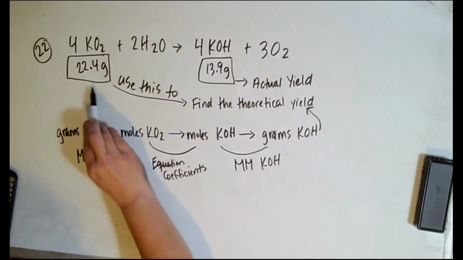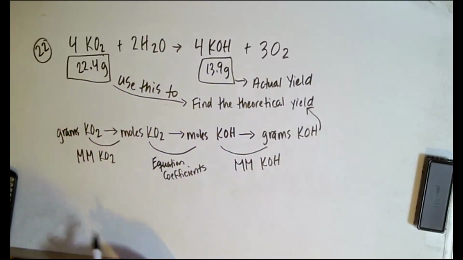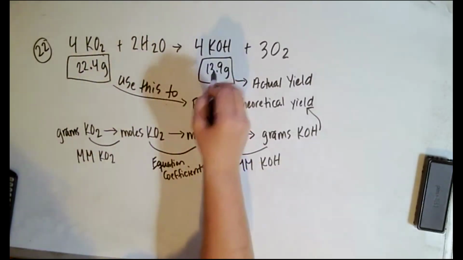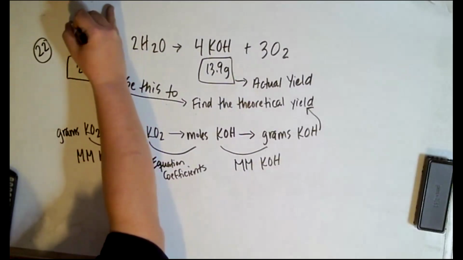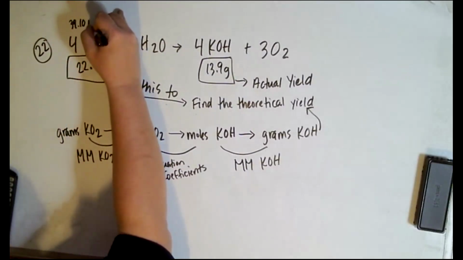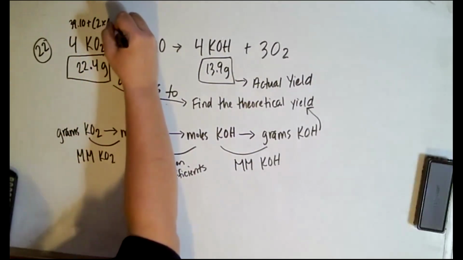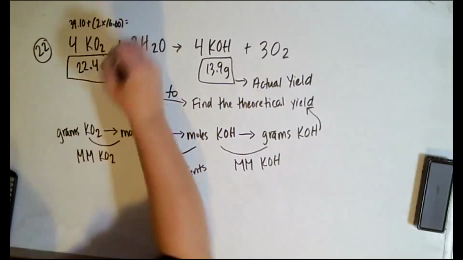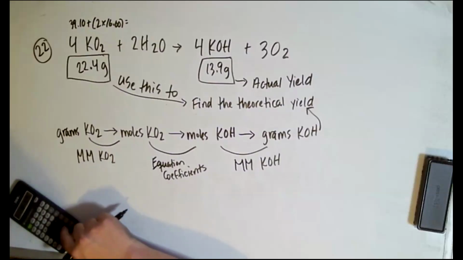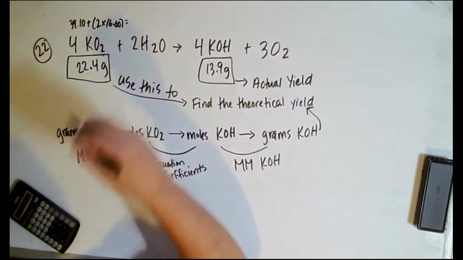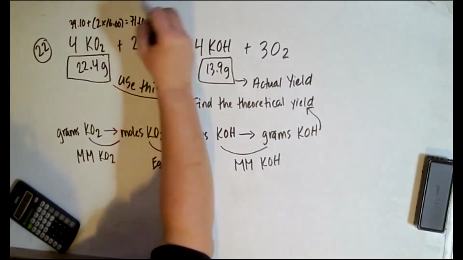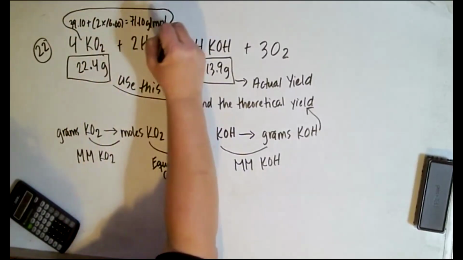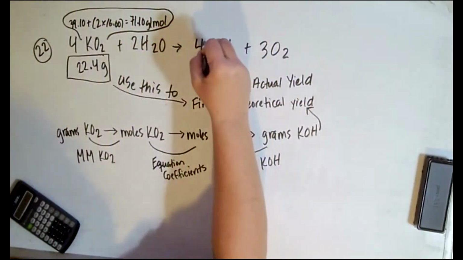So 22.4 grams, we're going to use this to find the theoretical yield. We'll need to know our molar masses for KO2 and KOH. So KO2 is going to be 39.1 plus 2 times 16. So it's going to be 71.1 grams per mole. And our molar mass for our KOH.